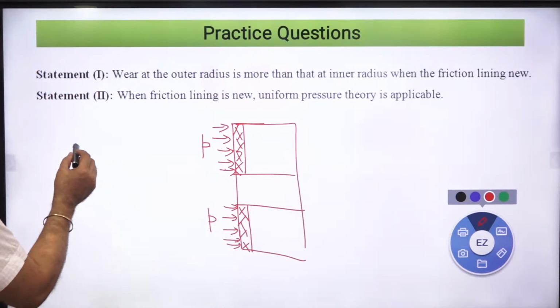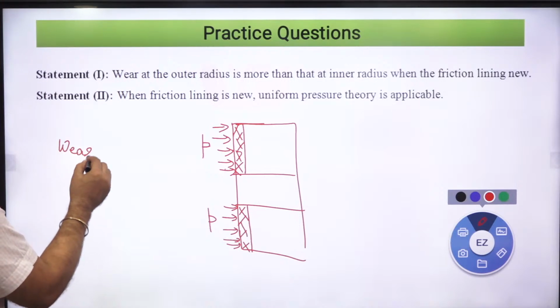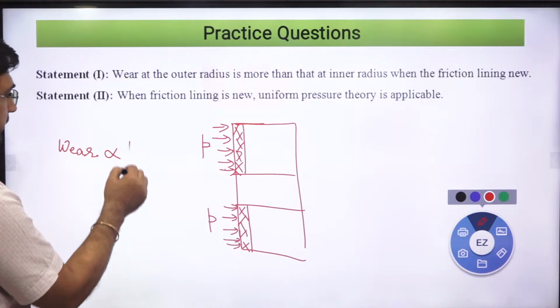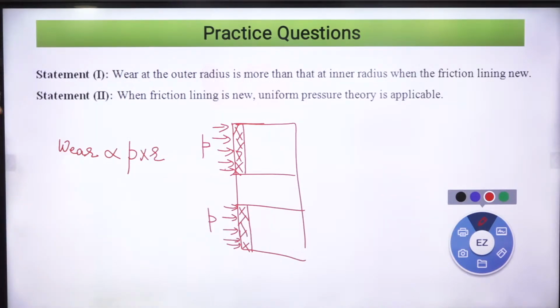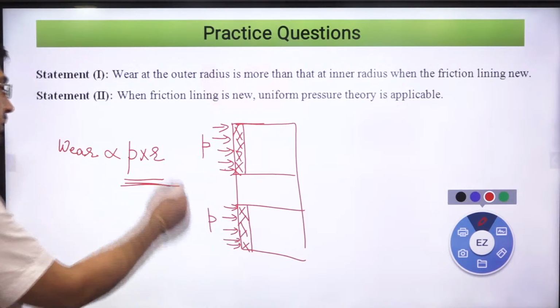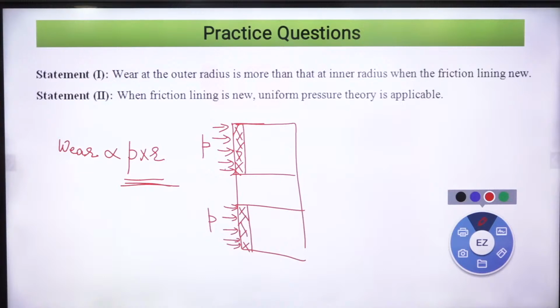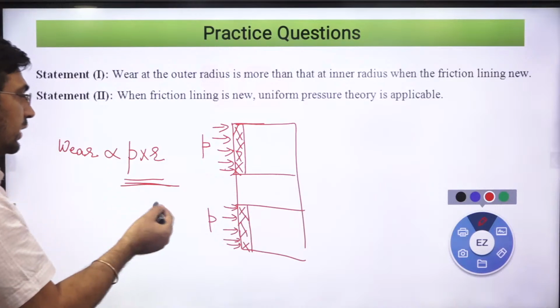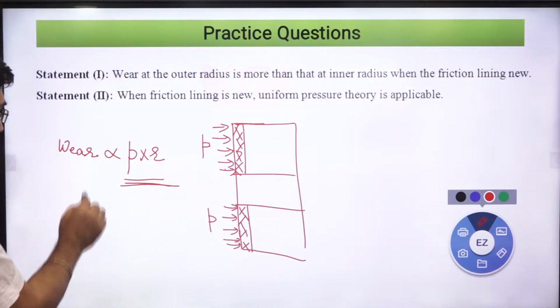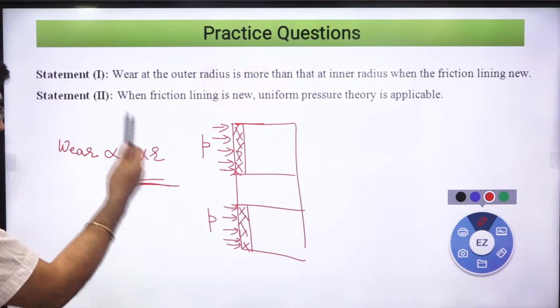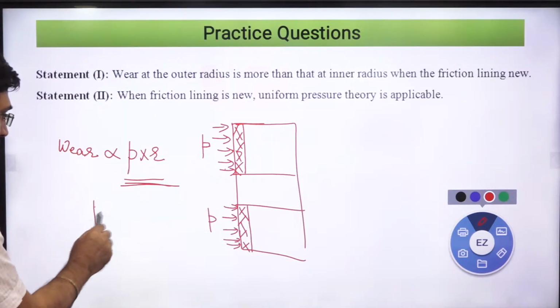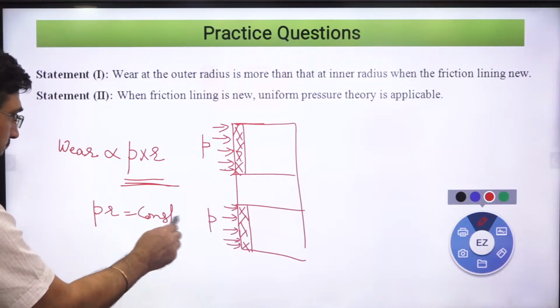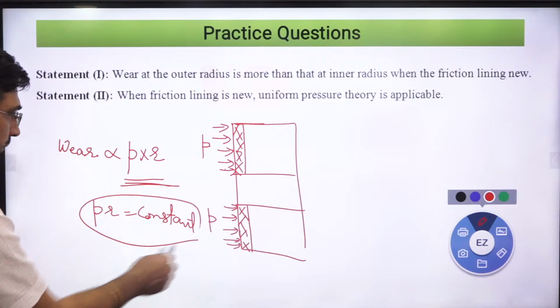So you know that wear is directly proportional to PR. This combination you have to know. You must have studied the uniform wear theory. There you must have seen that wear depends upon this, and this should remain constant as per the wear theory. That is what the uniform wear theory says: after the initial wear has taken place, this wear, that means PR, remains constant. That is the crux of the uniform wear theory.